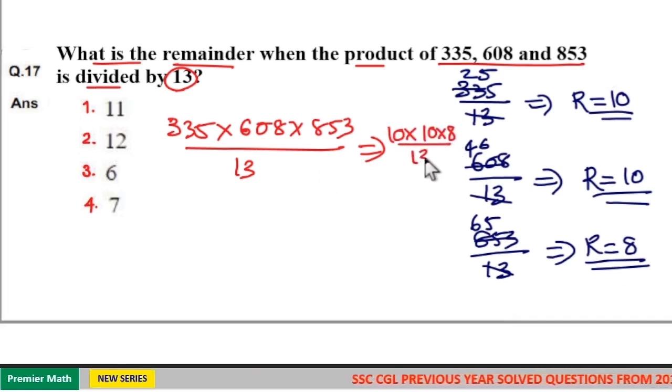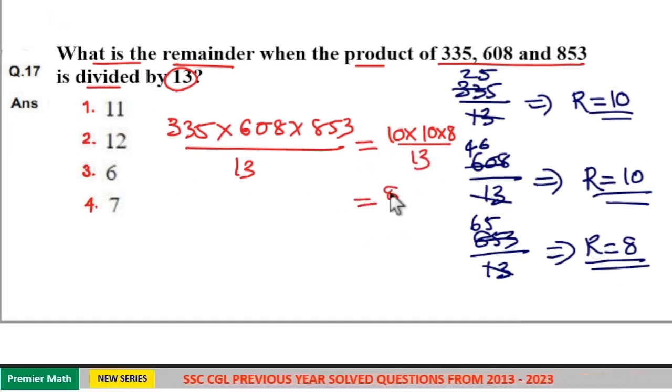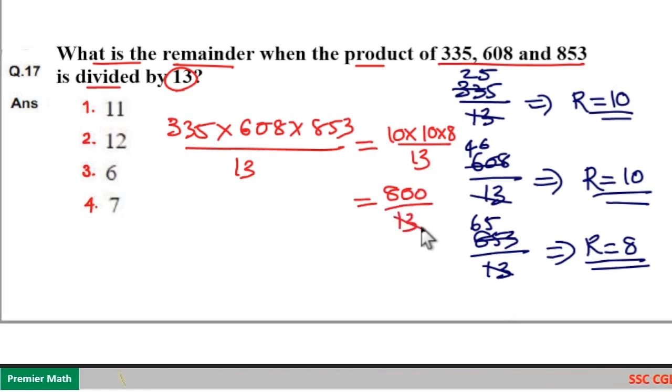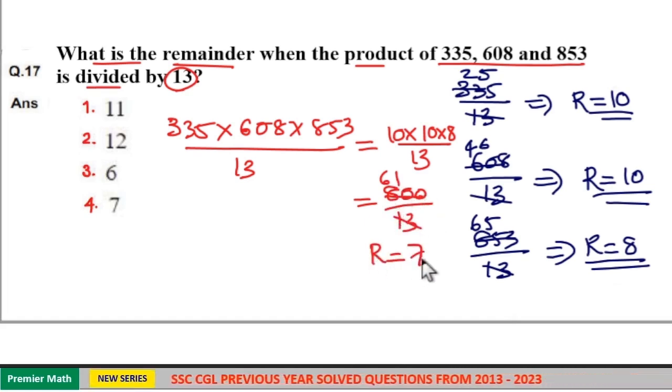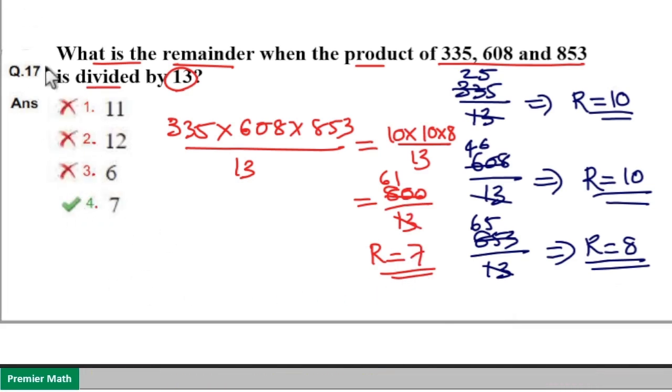Then divide it with 13. So this will become 800 by 13. 13 goes 6 times in 78, remaining 2. So 13 goes 1 time in 20. So remainder is 7 here. 20 minus 13 is 7. So option 4 is your answer. So in this way you can find the answer.